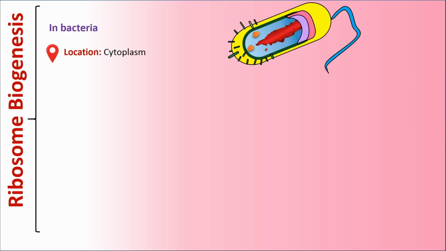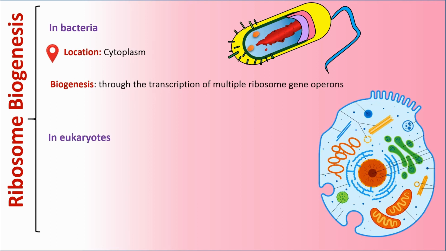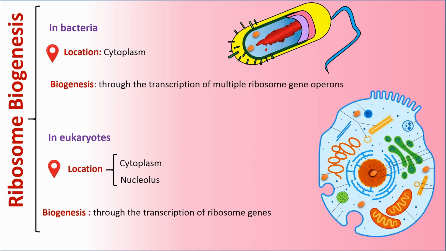Ribosome biogenesis. In bacteria, ribosomes are located in cytoplasm. Their biogenesis is through the transcription of multiple ribosome gene operons. In eukaryotes, they are located in cytoplasm and nucleolus. Their biogenesis is through the transcription of ribosome genes.